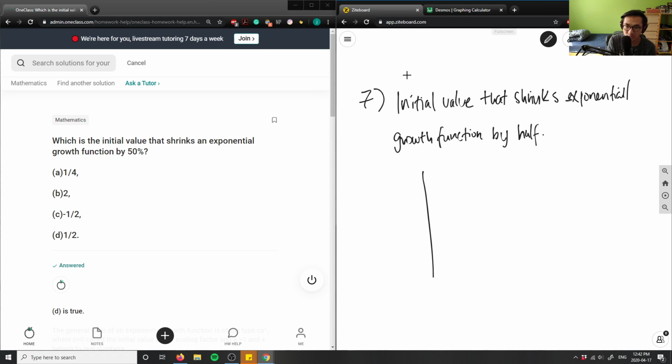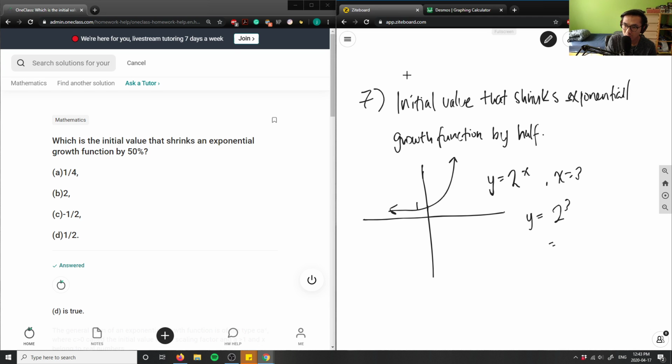So let me draw this out. This here, exponential growth function. This here I'll say it is y equals 2 to the power of x. This here is my standard exponential growth function. So it says here, what is the initial value that can shrink an exponential growth by 50%? So let's say I know here this is at 1, right? Let x here equal 3. So let's solve for this here.